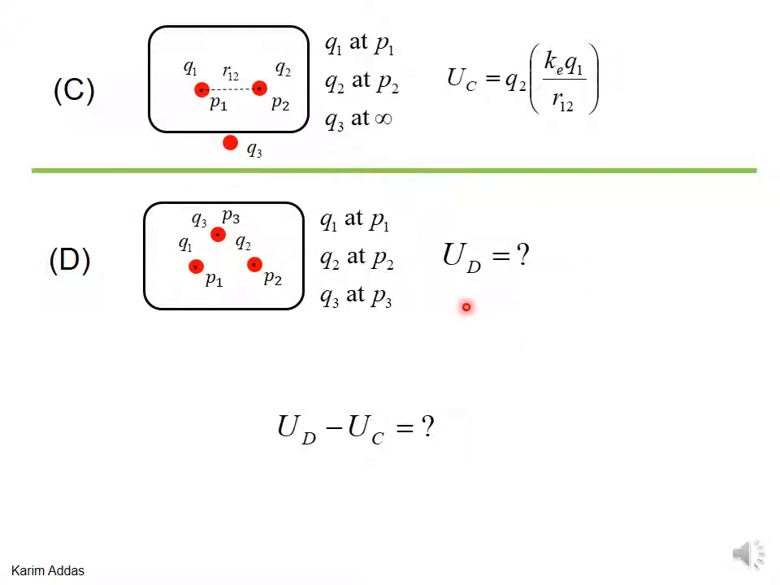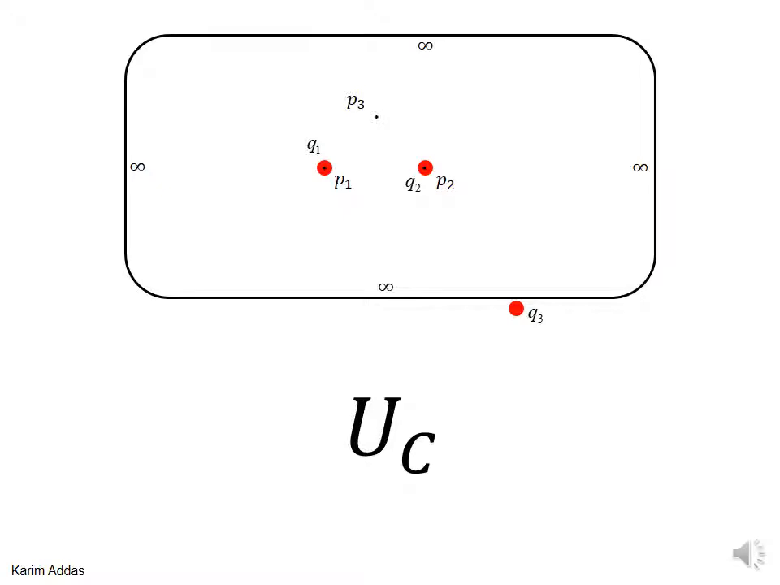Called UD. So again, the hope is to get the difference in energy between these configurations, UD minus UC. This configuration is configuration C. It has energy UC. Charge Q1 is located at point P1, charge Q2 is located at point P2, charge Q3 is at infinity. This configuration is configuration D, and it's characterized by having charge Q1 here, charge Q2 here, and charge Q3 at point P3. So now the charges are a finite distance apart, and the energy in this configuration is called UD.